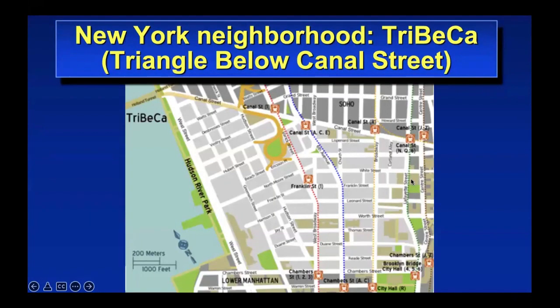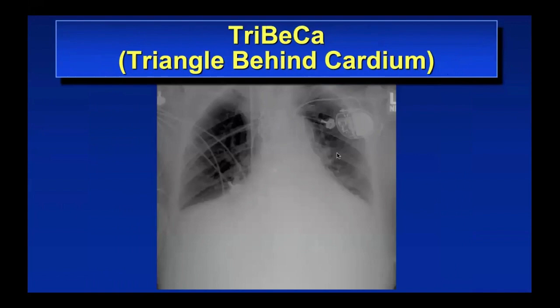So I'm going to first just briefly talk about this, which Tribeca is a neighborhood in New York City, and that means triangle below Canal Street, and that's this area. And so I call this triangle back here, I call that Tribeca. So this is not anything that's official. This is just something I tell my residents. This is Tribeca. When you see Tribeca, the triangle behind the heart, that is collapse of the left lower lobe.